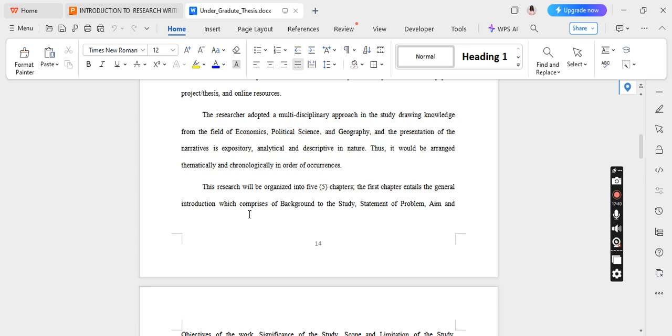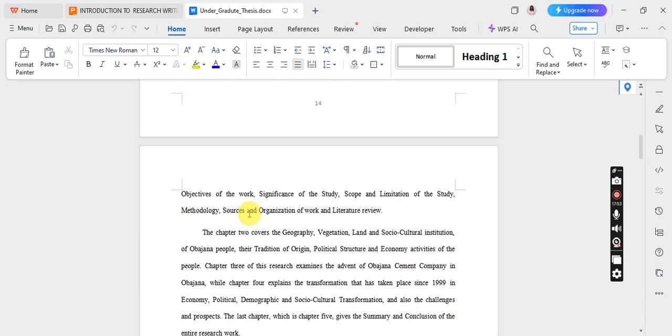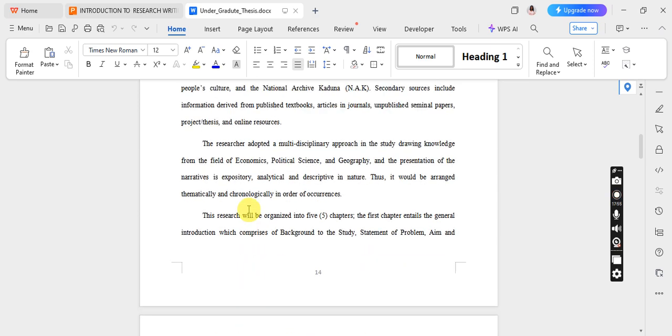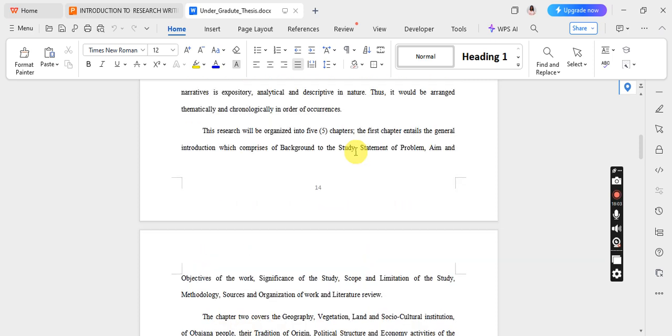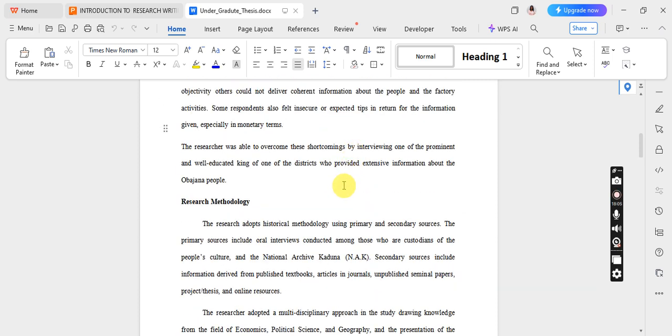So the research adopted a multidisciplinary approach in the study, drawing knowledge from the fields of economics, political science, geography, and the presentation of the narrative is what? Expository. So what is narrative? It is a historical research, so we are totally narrating things that are happening and how it happened. So the research will be organized into 5 chapters. The first chapter is the general introduction, which comprises of background of the study. So this is what the research method just entails. You are trying to tell how did you go about it?